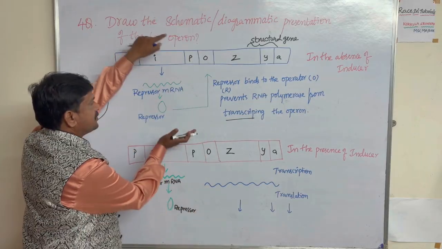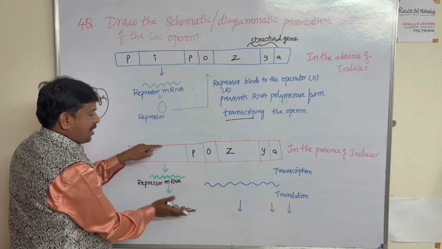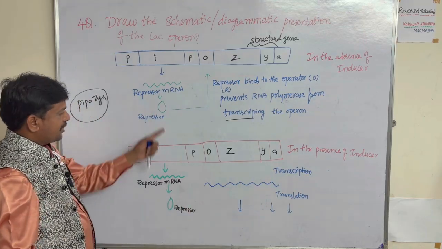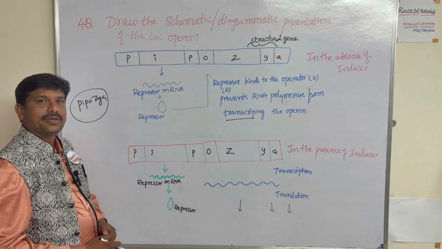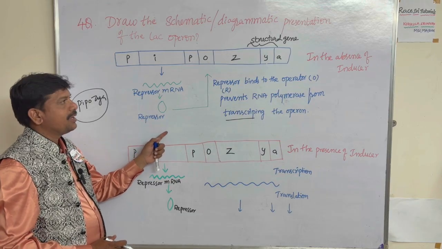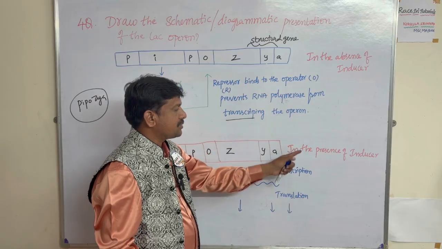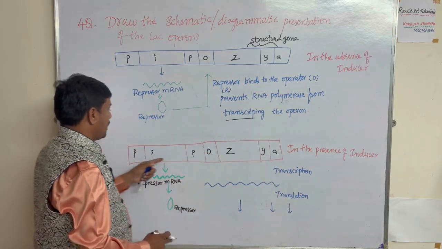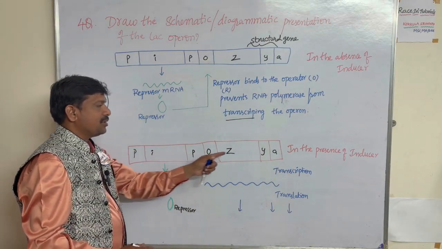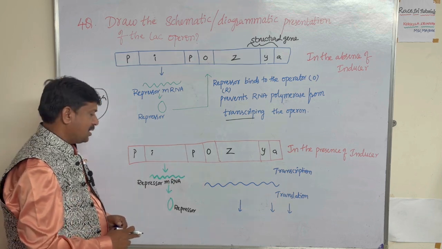So that's it. This is a simple diagram now. If we know this diagram, we can draw one more also. Same, similar to this. Check out. Right? I think you caught it now. Here is the absence of inducer. Next, in the presence of inducer. Same, I have written P, PO, ZYA. So in the presence of inducer, what happens, sir?